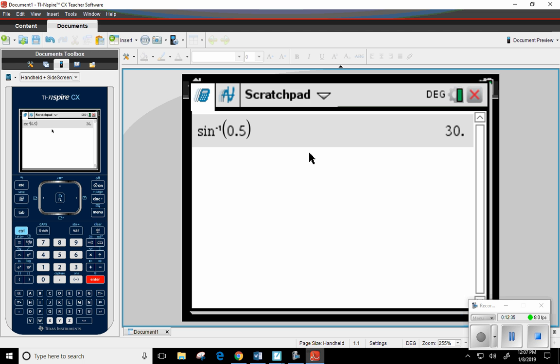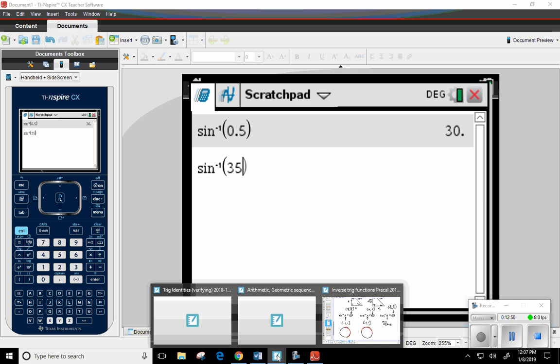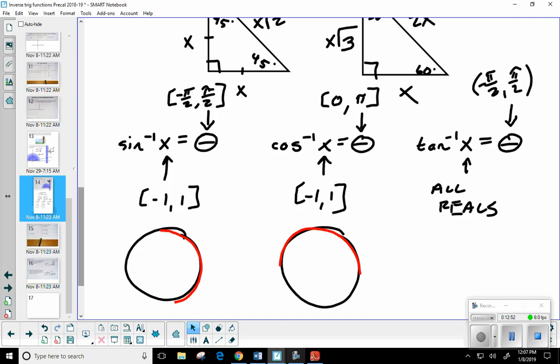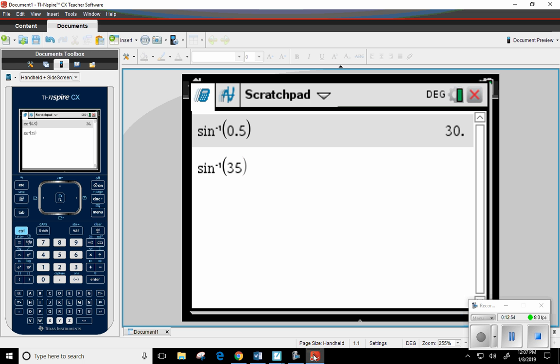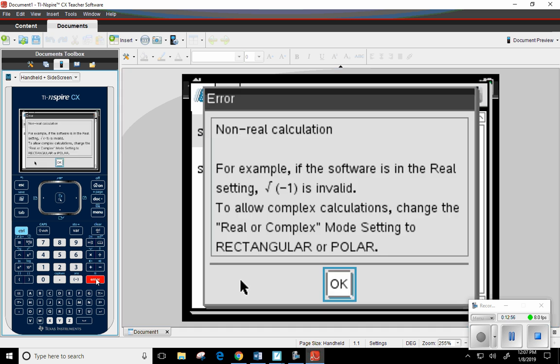If I try to plug in a ratio outside that interval, give me something bigger than 1 or smaller than negative 1. 35. So if I try to take sine inverse of 35, something that is well outside this interval right here, what should happen? Yeah. See, it tells me there's a problem. I'm not going to be able to find an answer for that.